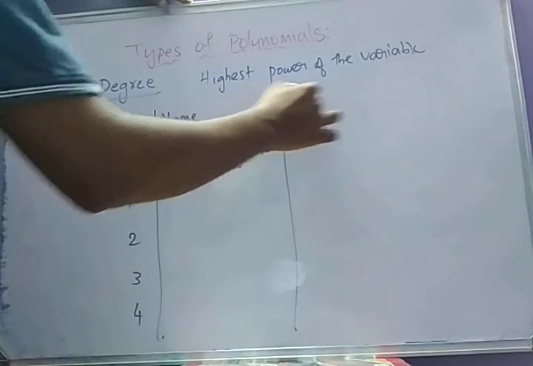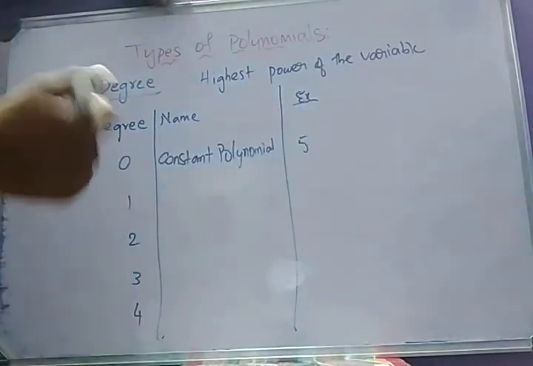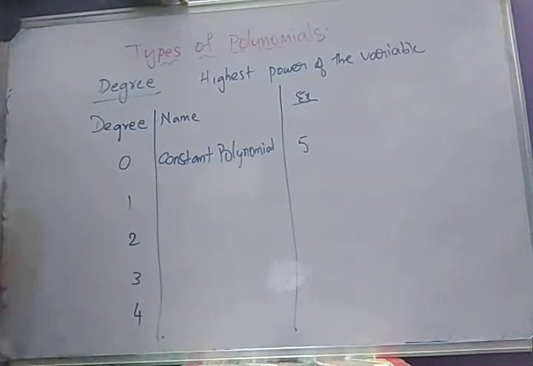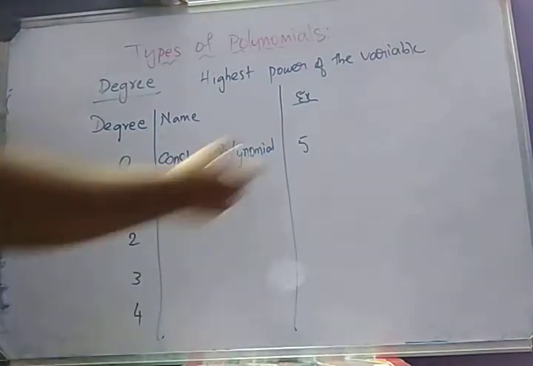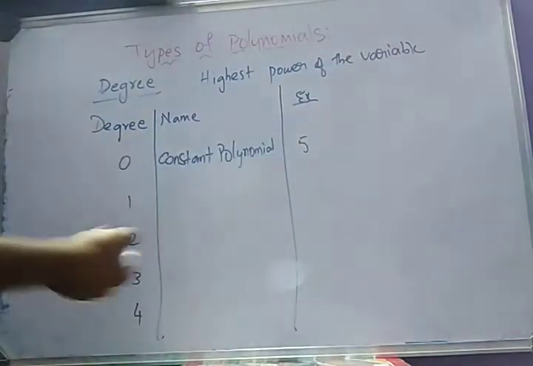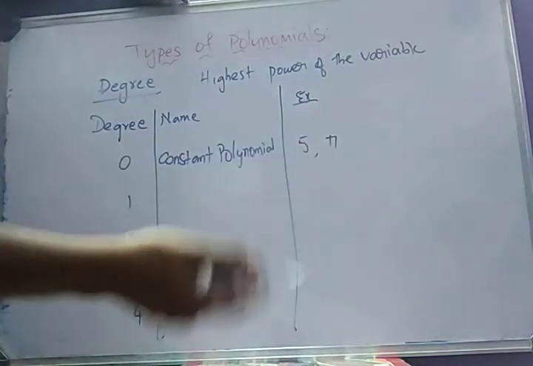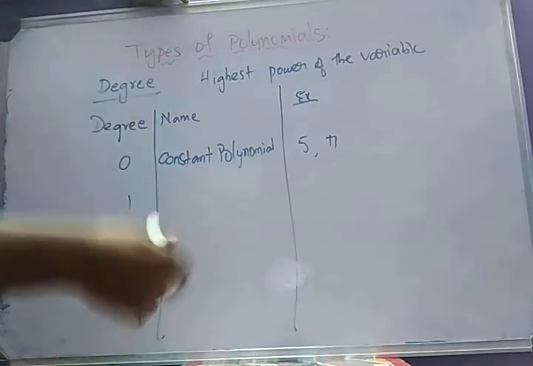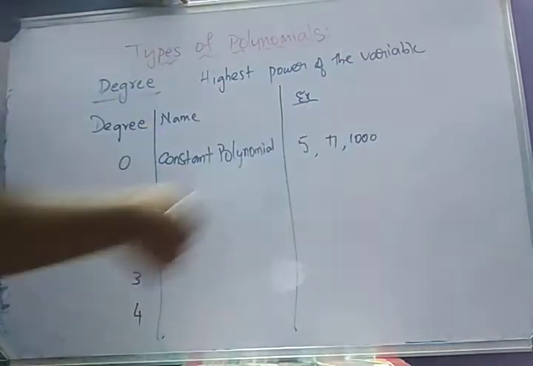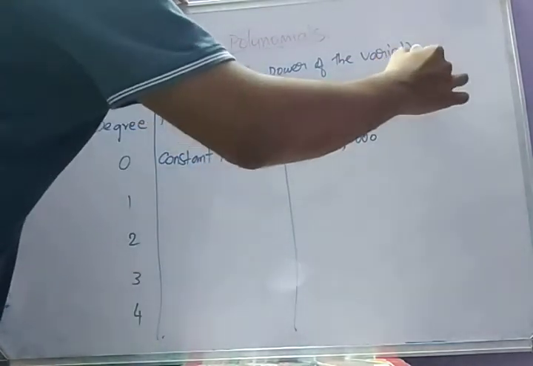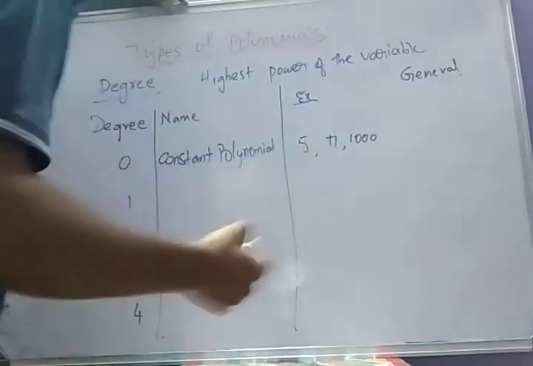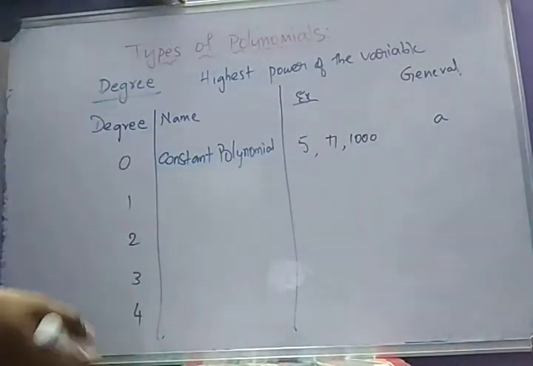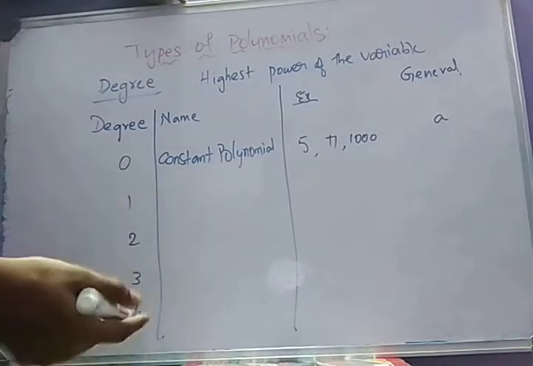Example, any constant, you can take any constant except 0. Any real number except 0 is a constant polynomial. You can take 5. 5 is a constant polynomial. Pi is a constant polynomial. And we can take any other number. 1000 is a constant polynomial. And in general form, you can just write a, where a can be any real number except 0.